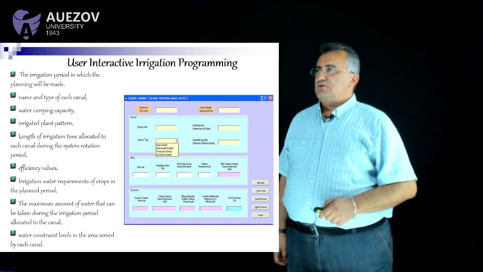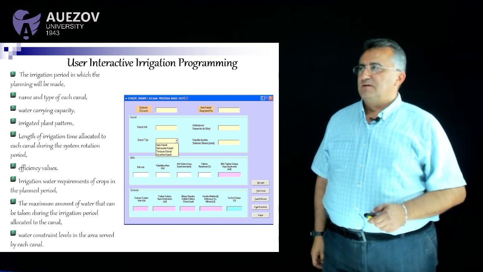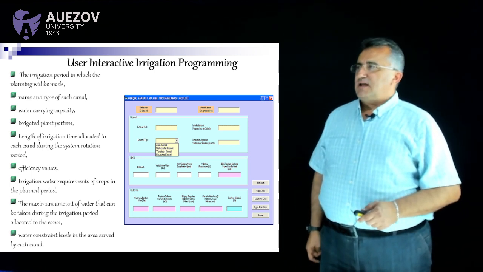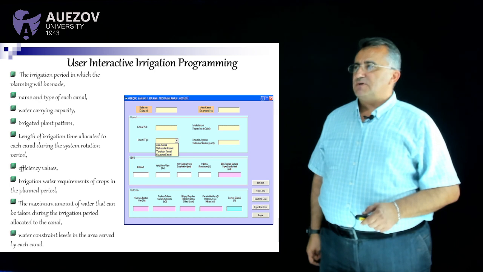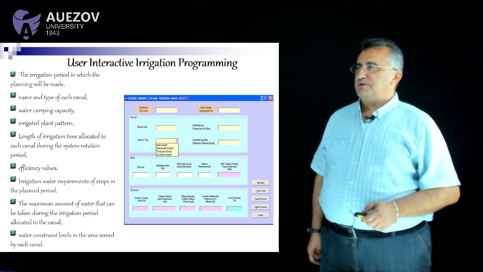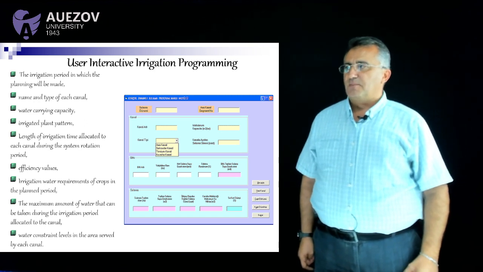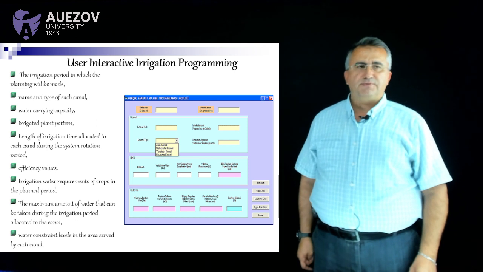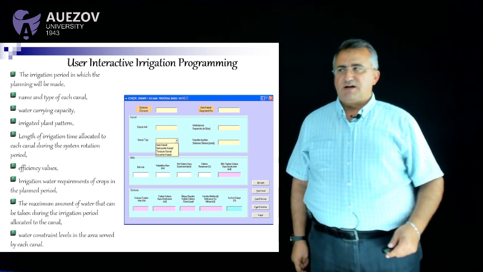The other module is the user interactive irrigation programming. This module contains the following items: the irrigation period in which the planning will be made, the name and type of each canal, water carrying capacity, irrigated plant pattern, length of irrigation time allocated to each canal during the system rotation period, efficiency values, irrigation water requirements of crops in the plant period, the maximum amount of water that can be taken during the irrigation period allocated to the canal, and water constraint levels in the area served by each canal.